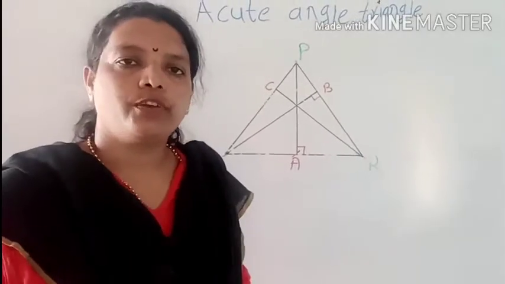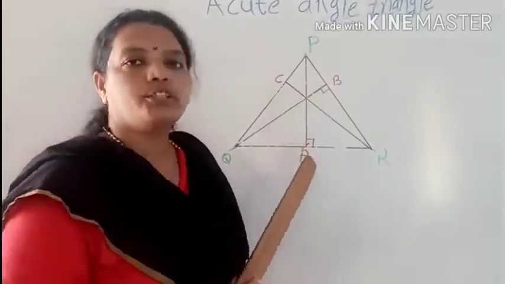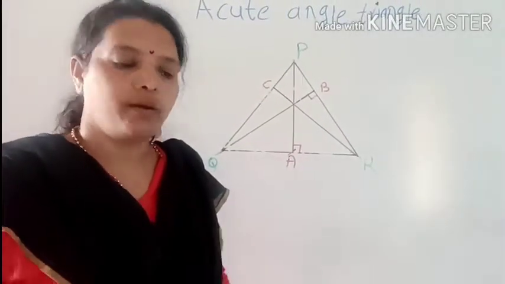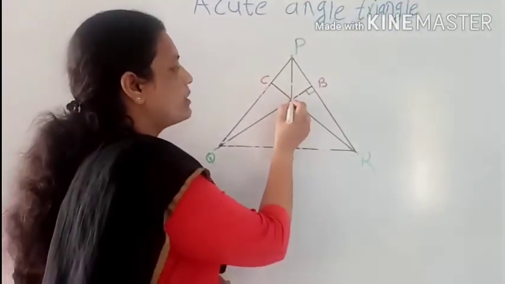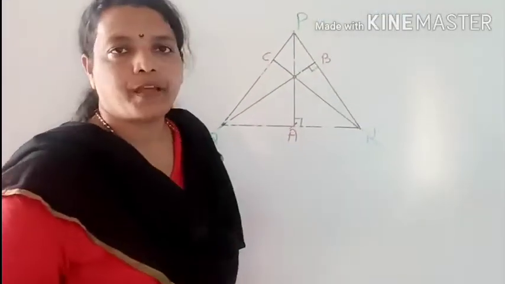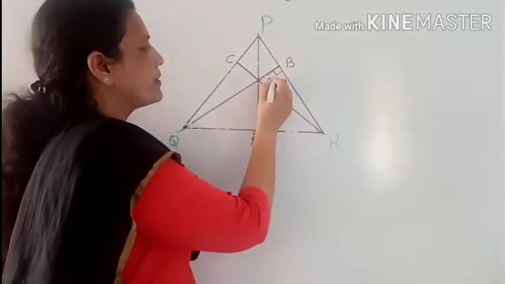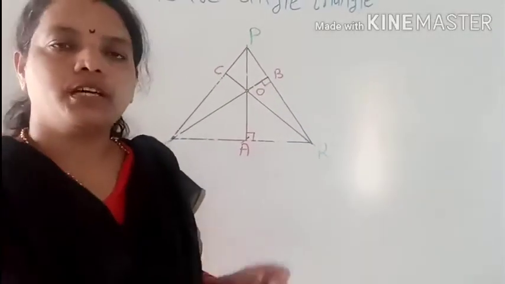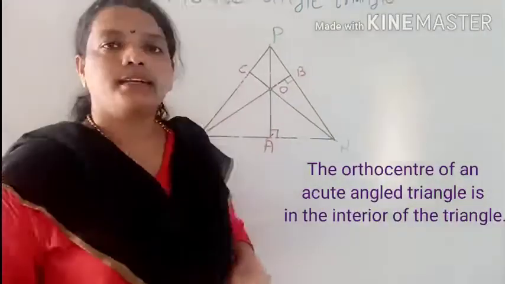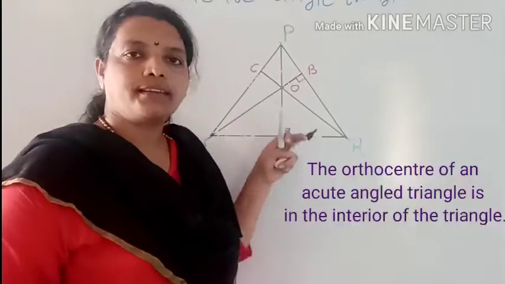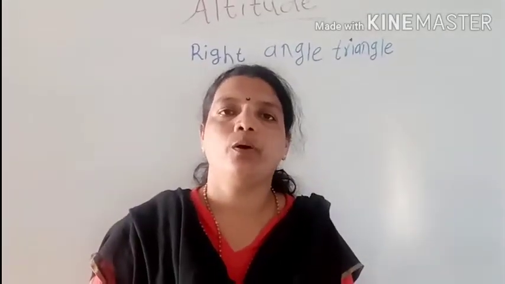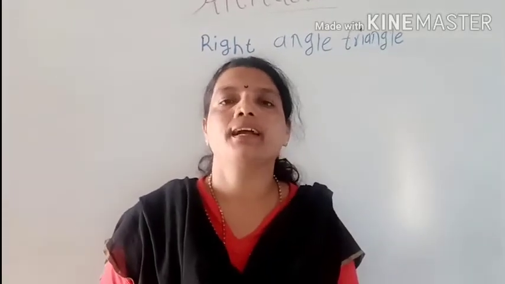Students, now if you observe, all these three altitudes are concurrent, that is, they intersect at one point. This point of concurrence of all altitudes is called the orthocenter and it is denoted by O. Now students, if you observe, the location of the orthocenter of an acute angle triangle is in the interior part of the triangle. Now we will draw altitudes of a right angle triangle.